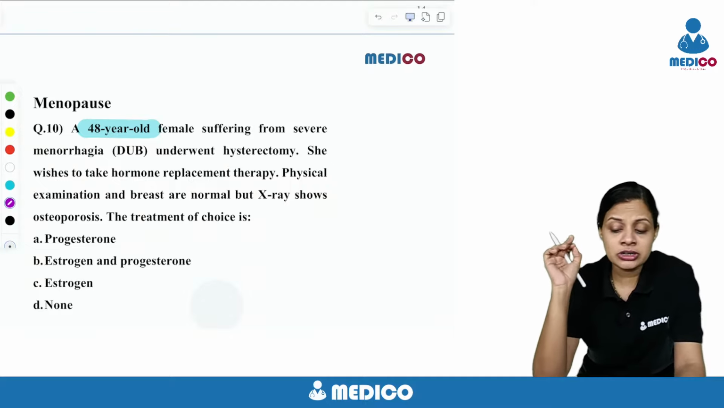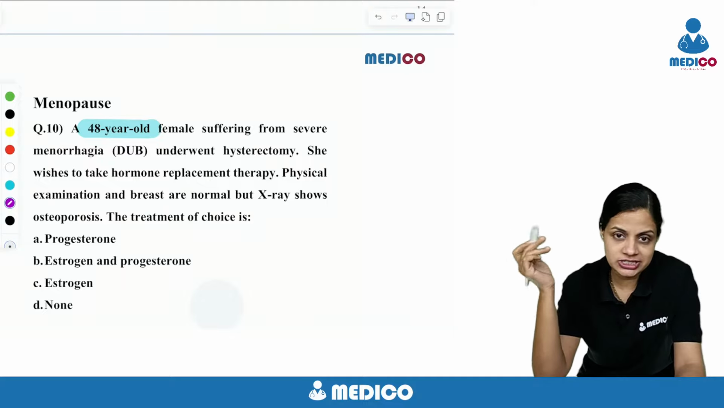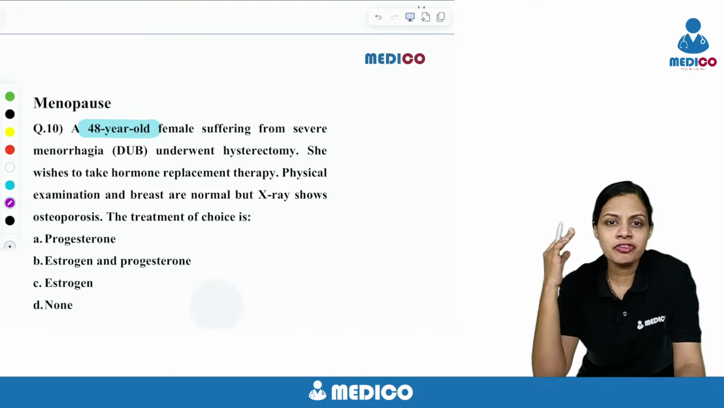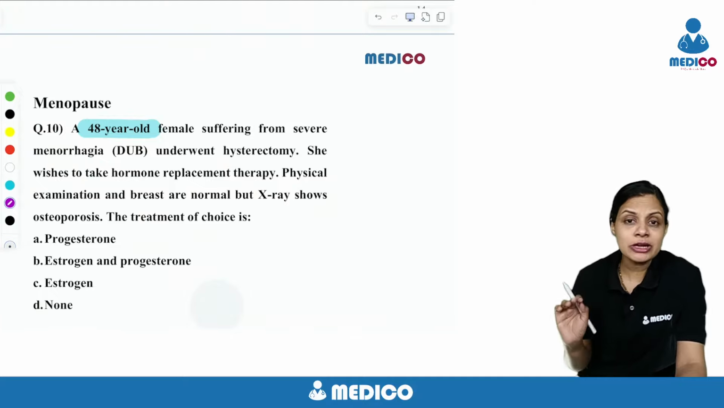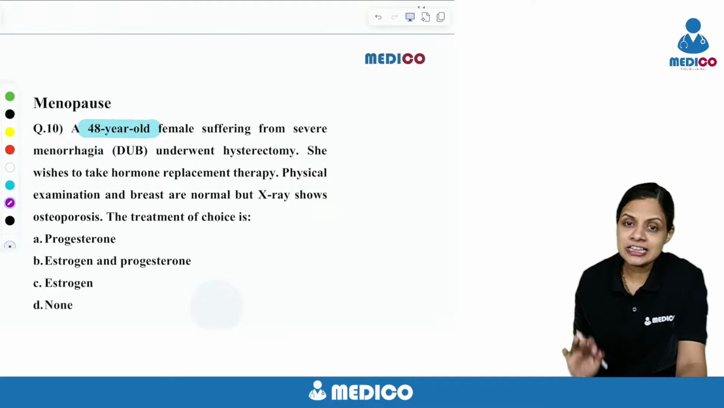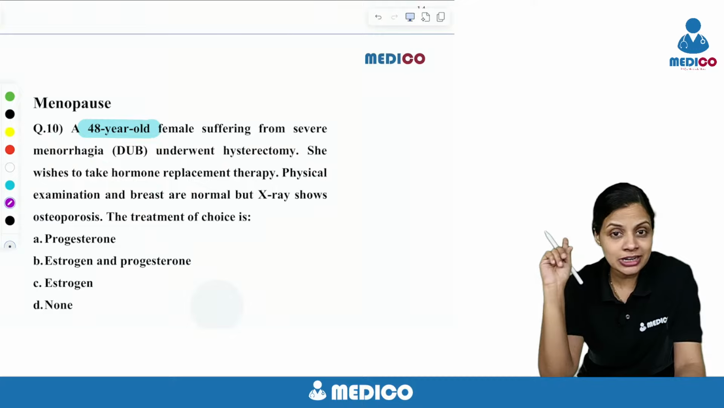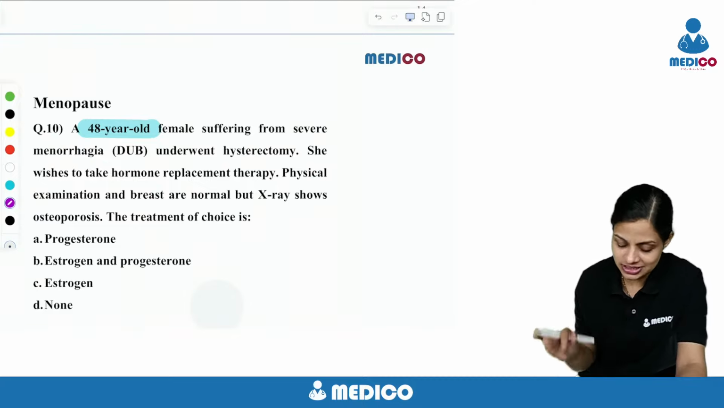Now, there is another entity called premature ovarian insufficiency. We come to the definition of premature ovarian insufficiency using FSH. But as far as menopause is concerned, it is a clinical diagnosis. Remember that, how do you diagnose menopause? It is diagnosed clinically, not by FSH. There is no need for any FSH levels.